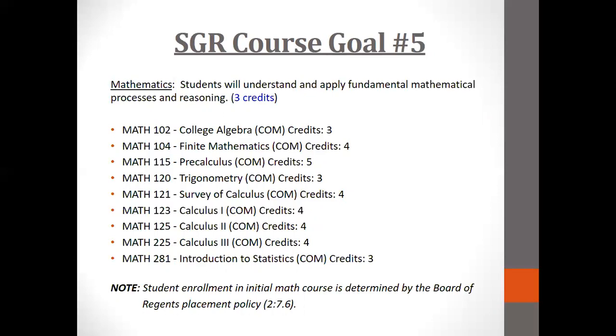Here's what they want you to have for mathematics. They want you to understand and apply fundamental mathematical processes and reasoning. So that's a general one. Every single person at a college level has to take SGR number 5, which is at least 1 math class, 3 credits. The majority of people end up taking college algebra. And as you see there, there's a huge list of different courses that you could take. There's a little note at the bottom that this is determined by the South Dakota Board of Regents placement policy, and that's just a state law.